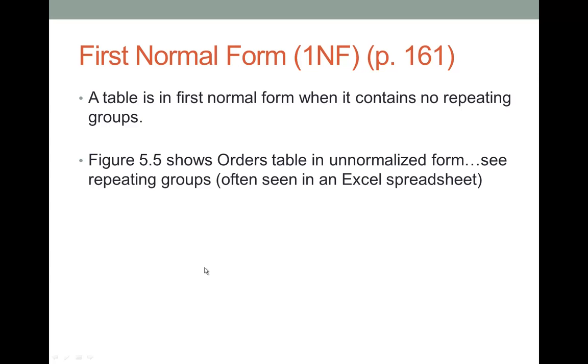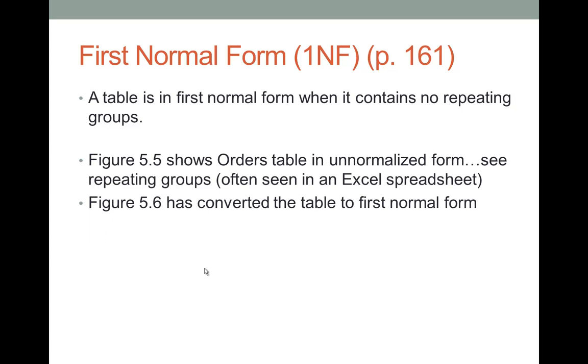When you take a look, there's the unnormalized data. You've got that part number multiple times to the same order, and of course you have the number ordered of each of the part numbers to the same order. If you took a look at the next figure, 5.6, on the next page 162, this has the data converted, the table in first normal form.